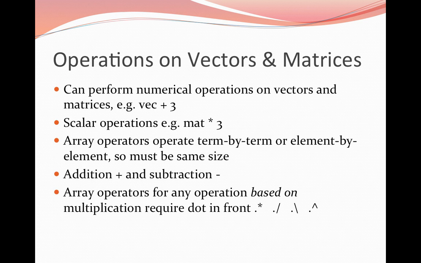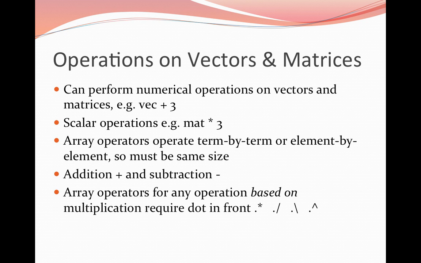Operations on vectors and matrices. We can perform numerical operations on vectors and matrices. For example, if you have a vector variable, you can say vec plus 3, and that's automatically going to add 3 to every element. Scalar operations, for example, scalar multiplication: you can say a matrix times 3, and again, that's automatically going to iterate through all of the elements in the matrix, multiply each one by 3.